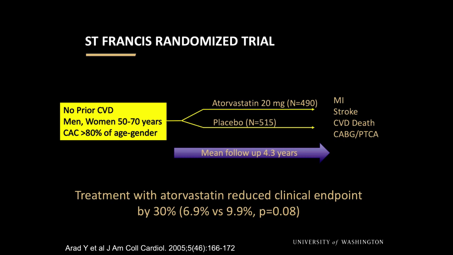And the closest thing we have is the St. Francis Heart randomized trial, which was back in 2005. They looked at patients who were asymptomatic and who had an abnormal calcium score. They were older individuals, and they randomized them to atorvastatin 20 and placebo, and looked at a composite cardiovascular endpoint. They followed them for over 4 years, and they did see a pretty dramatic decrease in event rates from 9.9 to 6.9 with treatment. So it was a 30% reduction, but it didn't reach statistical significance, likely because the study was underpowered or the follow-up time wasn't adequate.